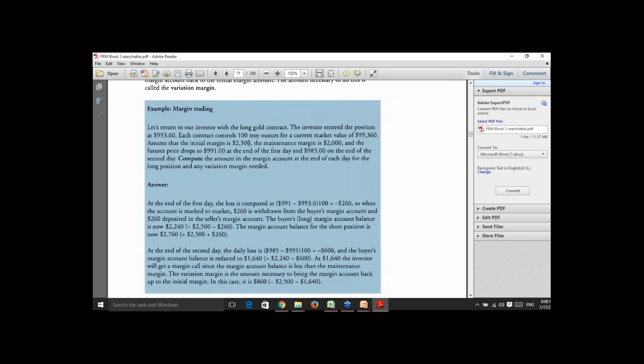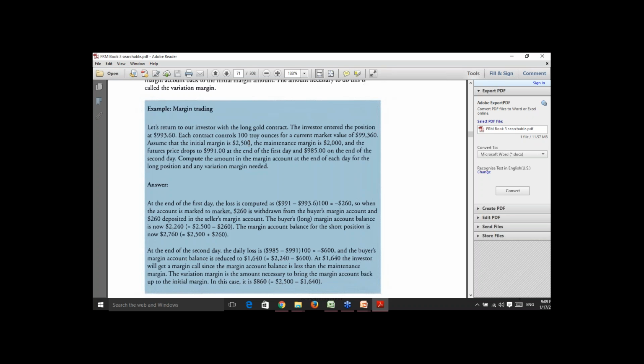Now at the end of the second day, there is another marking to market done. So every day is marking to market. Let's say on the next day the price goes to 985. Till 991 you have done the settlement, so from the previous day's settlement price of 991, today's settlement is 985. So you again have a loss of $6.